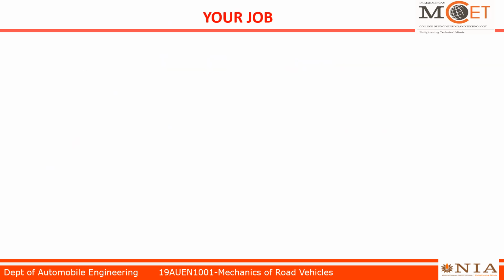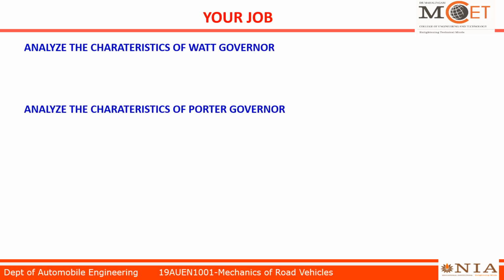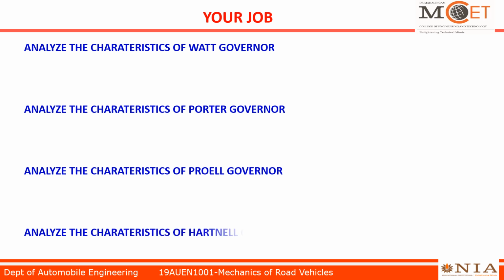This course outcome has learning outcomes and some specific outcomes. Our learning outcomes are: analyze the characteristics of Watt governor, analyze the characteristics of Porter governor, analyze the characteristics of Proell governor, and analyze the characteristics of Hartnell governor. This analysis of Watt governor has to be done in analytical method. We have already gone through the analytical method of Watt governor. We just found N squared equal to 895 by h.